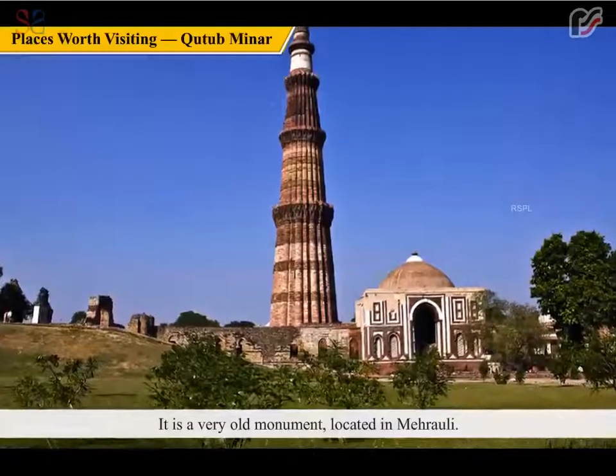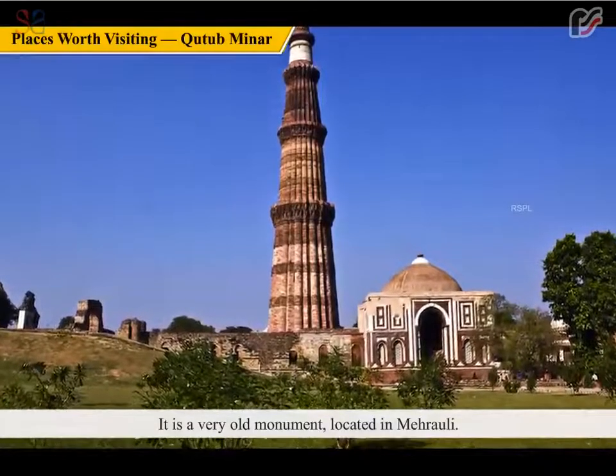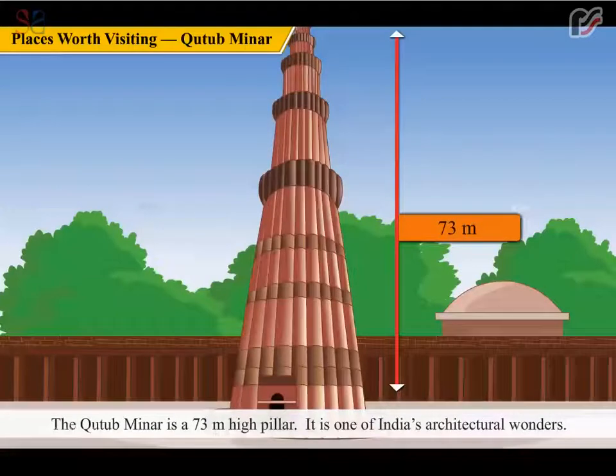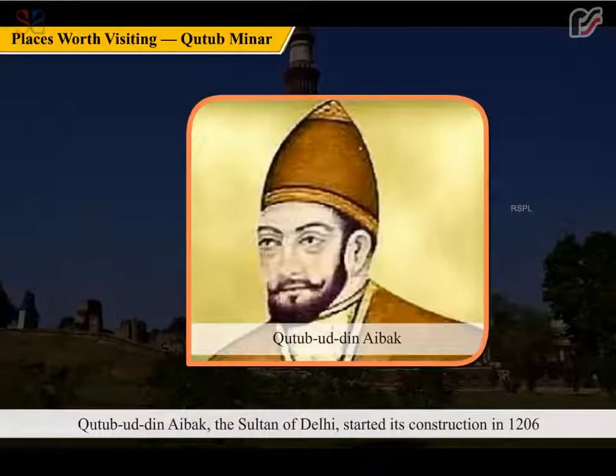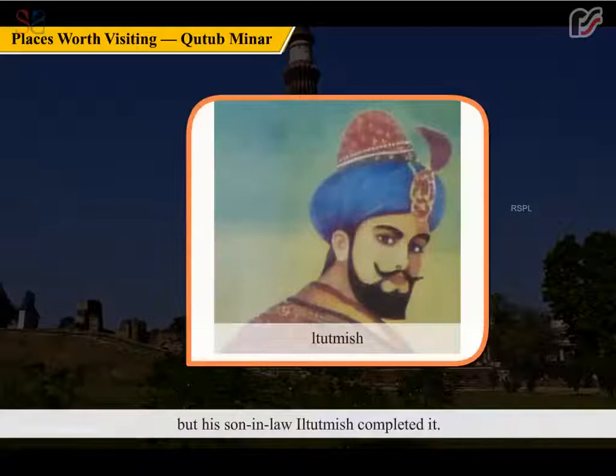It is a very old monument located in Mehrauli. The Qutub Minar is a 73-meter high pillar. It is one of India's architectural wonders. Qutubuddin Aibak, the Sultan of Delhi, started its construction in 1206. But his son-in-law Iltutmish completed it.